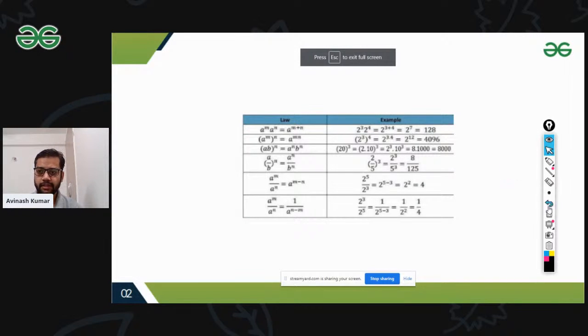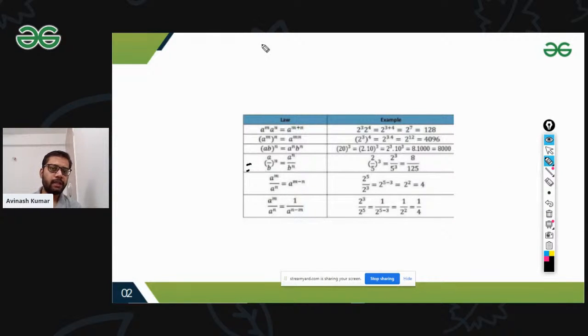Now check for another concept. See this concept. A upon b, to the power n. It's like a upon b to the power n. So we can also write this as a to the power n upon b to the power n. Like if a and b have a common power, we can also write it as a to the power n upon b to the power n.